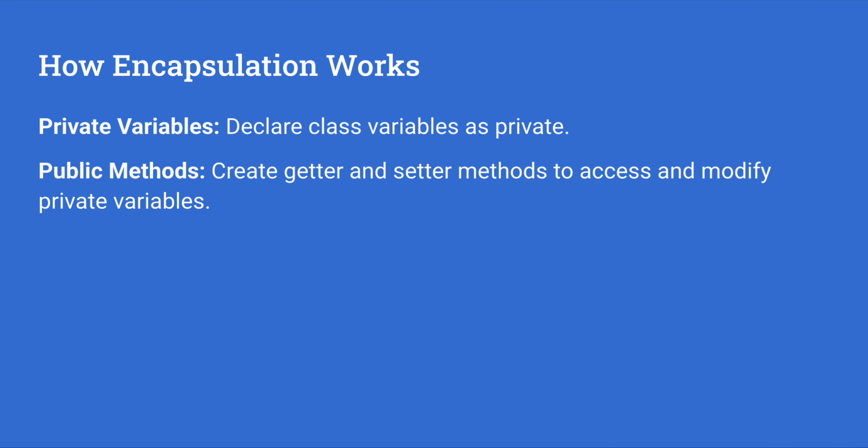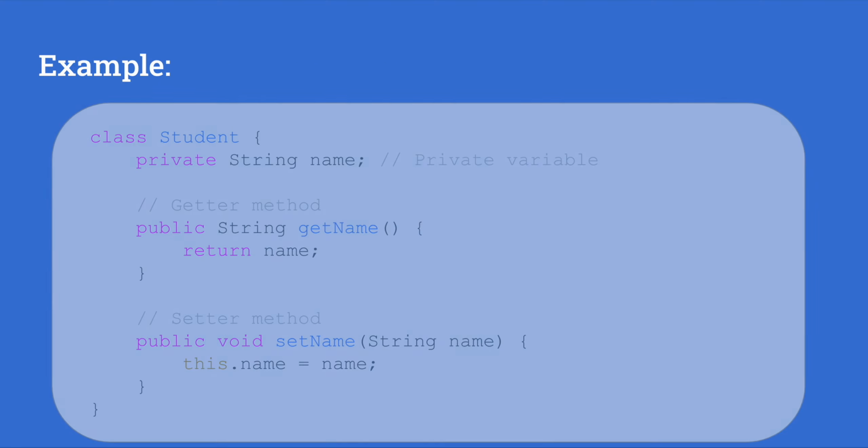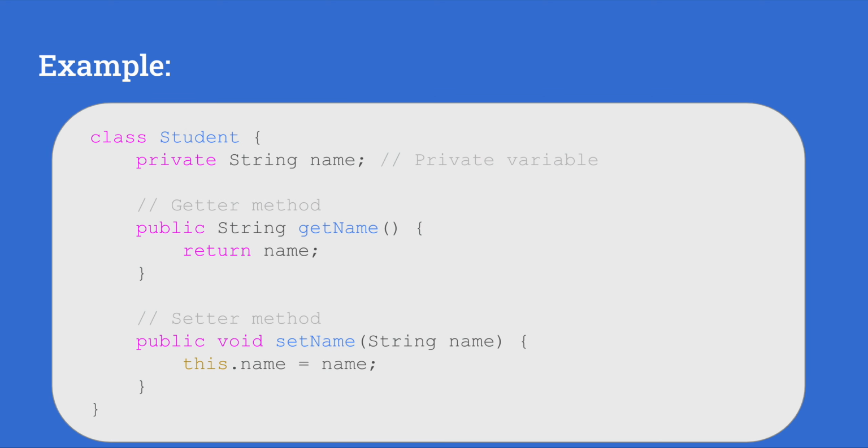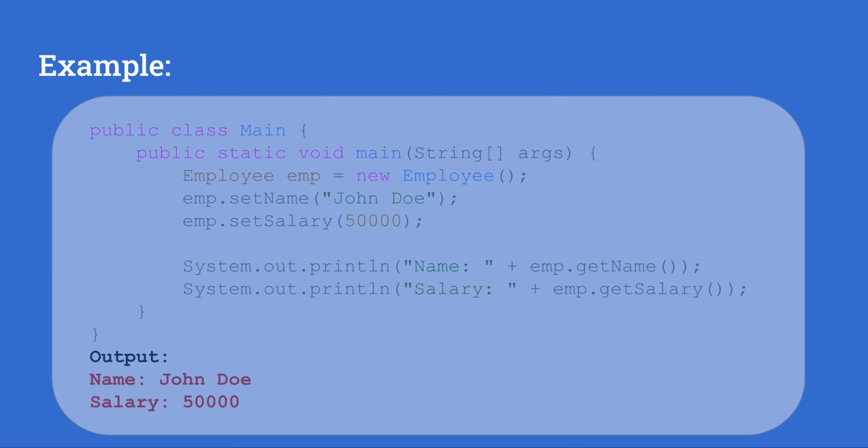How does encapsulation work? Declare the class variable as private, and provide public getter and setter methods to access and modify the private variable. For example, here we have a student class. In the student class, we have a name property. Name is a string. We add the access modifier private. Then we use a get method and a set method. The getName method returns the name, and the setter method sets the name of the student.